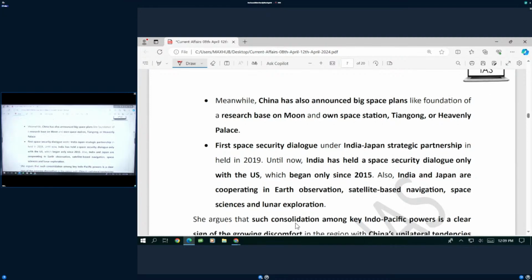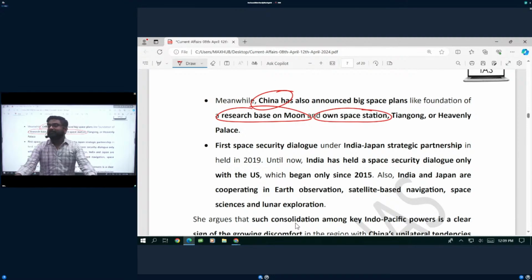China also has its own plan. China has a plan to create a research base on the moon. China is pushing to create a research base on the moon, and China wants its own space station known as Heavenly Palace. I don't know what Tiangong is, whatever it is. So China is looking for a research station on the moon and a space station.